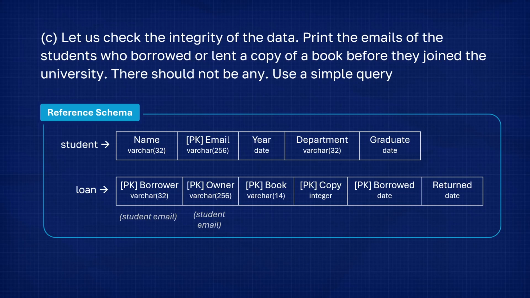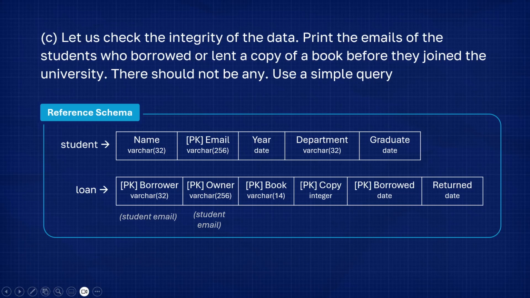So let us check the integrity of the data. We want to print the emails of the students who borrowed or lent a copy of the book before they joined the university. Okay, so now I have two schemas here. First is the student table, then second is the loan table. Now what I want to do is to find out for students who borrowed or lent a copy before they joined, I want to show the email. So my target is going to be this email here.